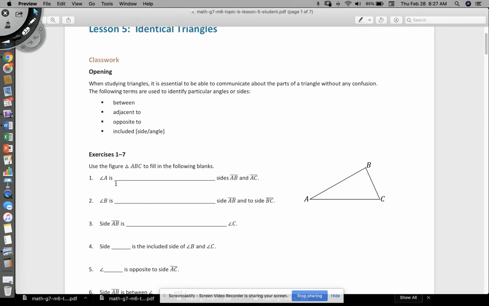Okay, the first one says angle A is blank sides of AB and AC. When they write angle A, they're talking about this angle right here. Now, when they say AB, with this little line on top, they're talking about this side right here. If they're talking about AC, they're talking about this. You can see that these two sides created this angle. There are several angles in a triangle, but this particular angle was created by the side AB and the side AC. So we're going to use the word between. Angle A is between those two sides.